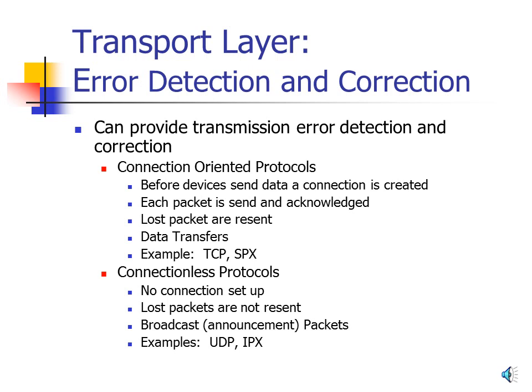Now, also at the transport layer, we could have a connectionless protocol. In this case, no connection is set up, and packets are sent out, and if they're lost, they are not resent. Now, examples of when we would use a connectionless protocol would be when we're doing a broadcast or an announcement packet. Examples of this, again, in the Internet Suite of Protocols would be the UDP protocol. In the case of the Network Suite of Protocols, it would be IPX.